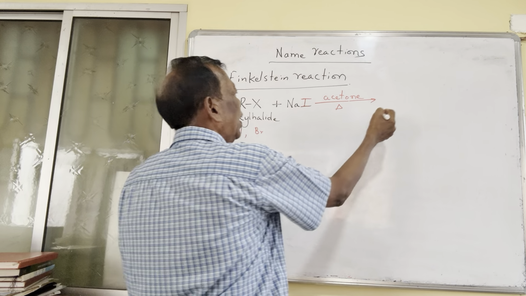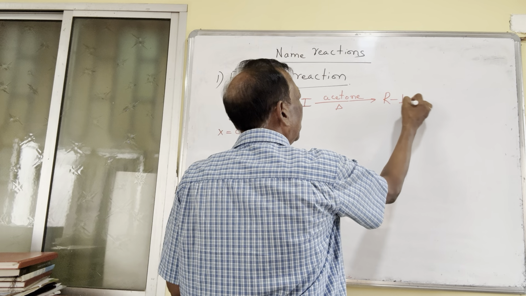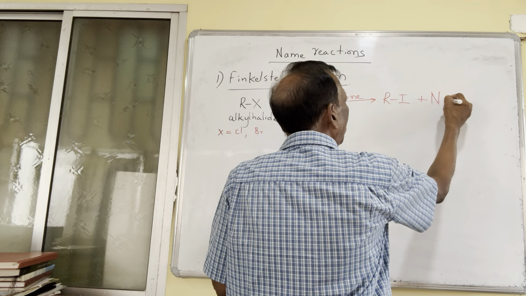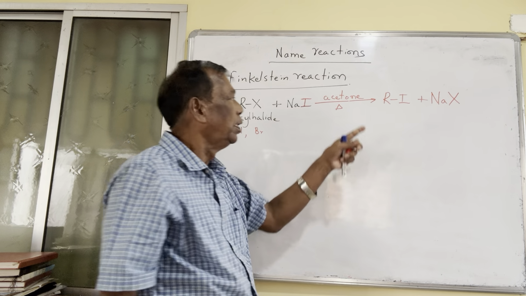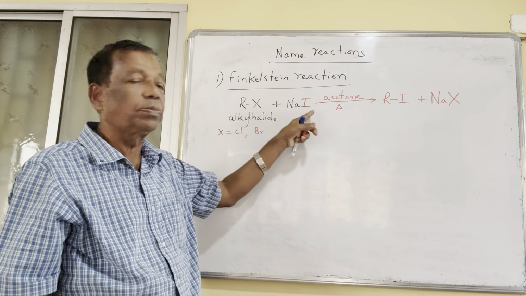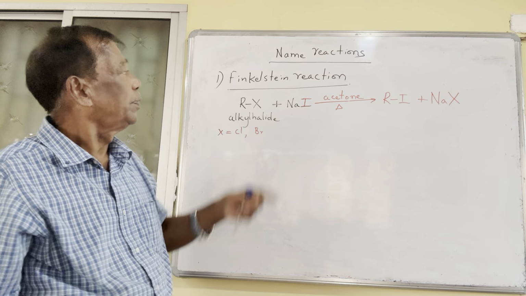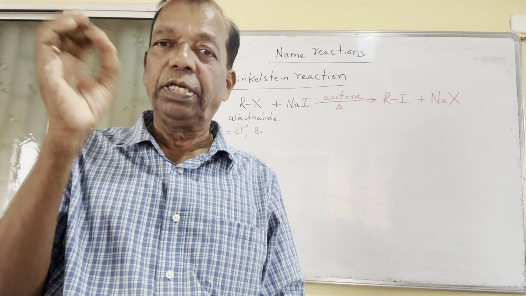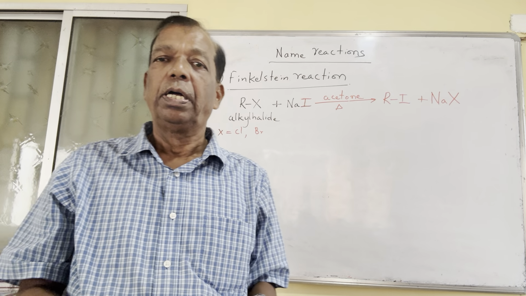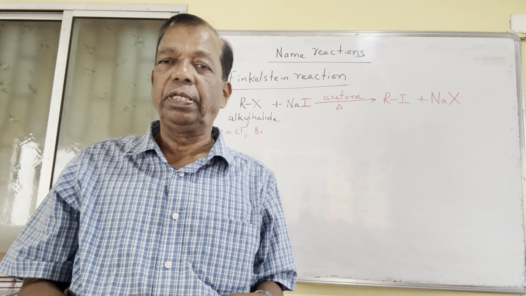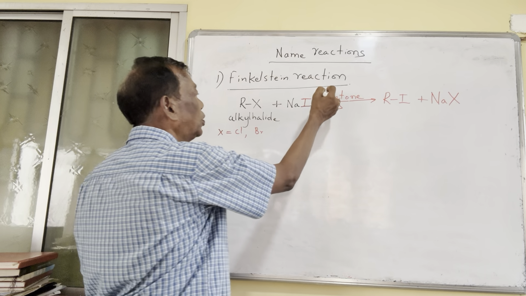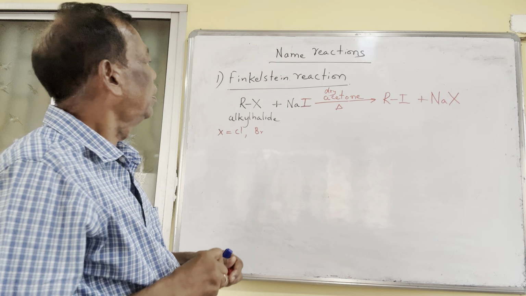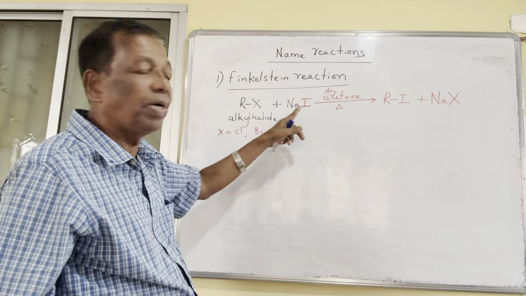So what we'll get here will be RI plus, there is formation of NaX. Now what you observe here, this X is replaced by iodine. So this reaction is known as Finkelstein reaction. So what is the reaction? A reaction in which alkyl halide is heated with sodium iodide in presence of dry acetone. This of course should be dry acetone. Remember, dry acetone. Then this X will be replaced by iodine.